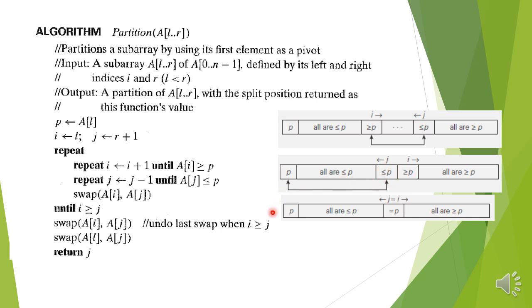So now the pivot element is interchanged here and it is in position. This is the pivot element's location. Now all the elements present on the left-hand side of the pivot are less than P, as well as all the elements present on the right-hand side of P are greater than P. So now this algorithm returns the jth location, that is the jth index, that means the index of the pivot element.